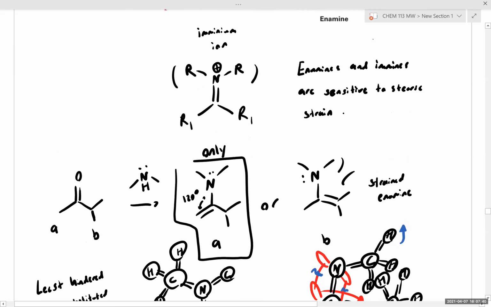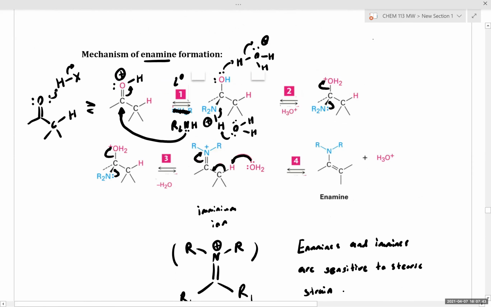So, for now, let's just recap here. Is everyone comfortable with the mechanism for enamine formation? When we have a secondary amine, our iminium ion cannot be directly deprotonated at nitrogen. So we deprotonate at the alpha carbon to make an enamine. Any questions on that before we try to apply what we've learned?